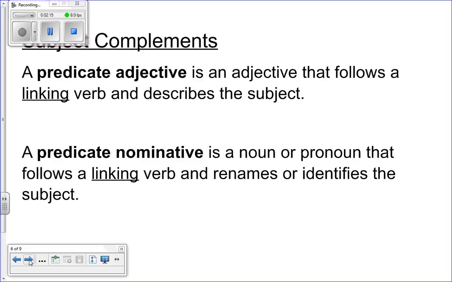Our subject complements, as we said before, there are two. A predicate adjective is an adjective that follows a linking verb and describes the subject of the sentence, which is why it's a subject complement. A predicate nominative is similar. It's a noun or pronoun that follows a linking verb and renames or identifies the subject of the sentence. Note that both complements appear with linking verbs.